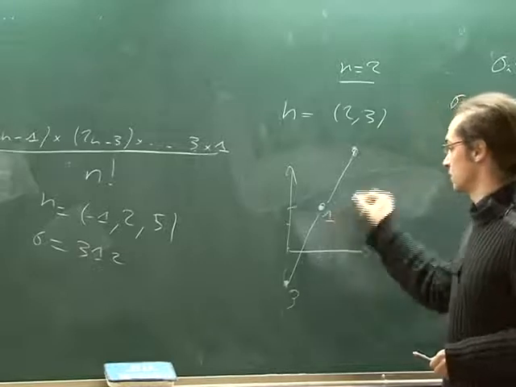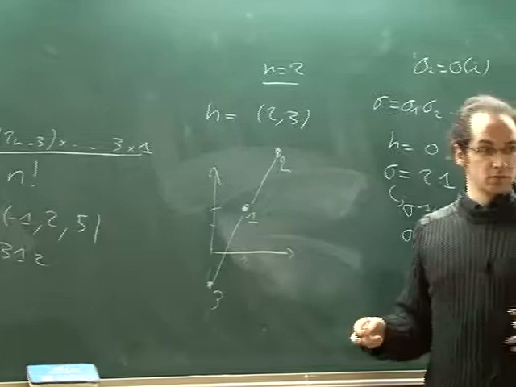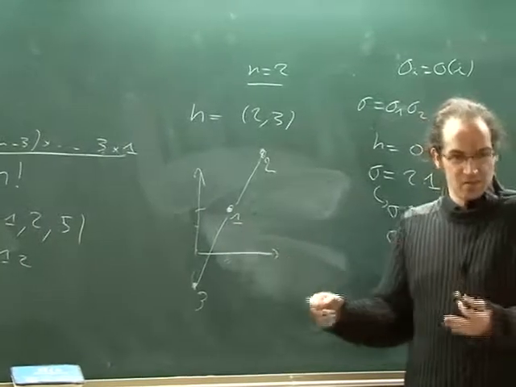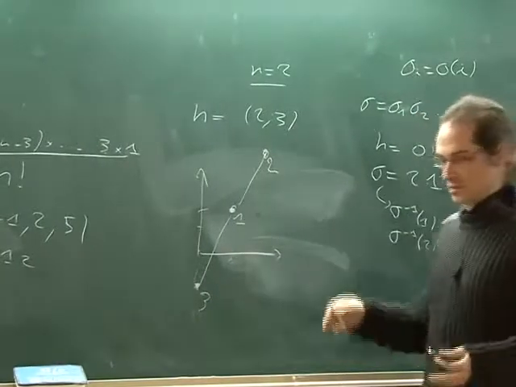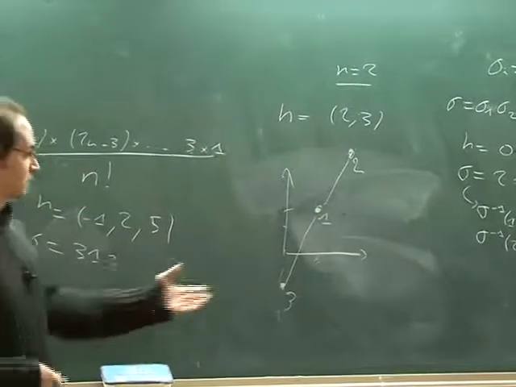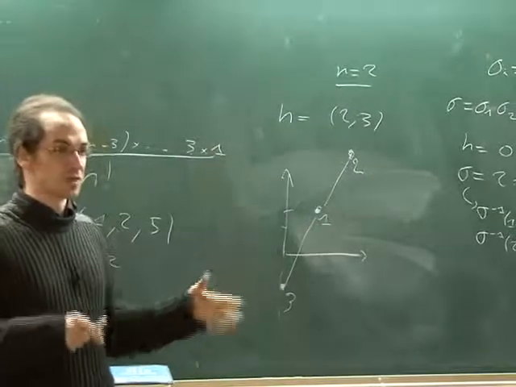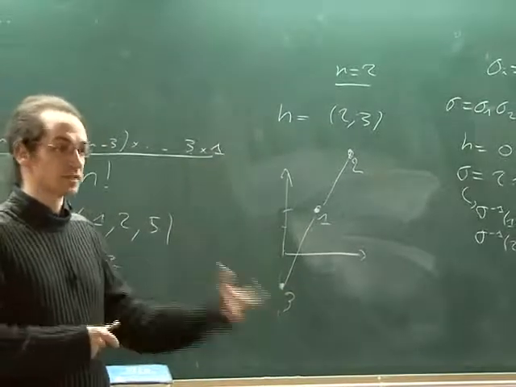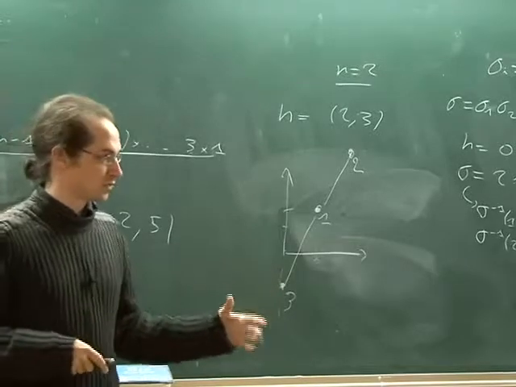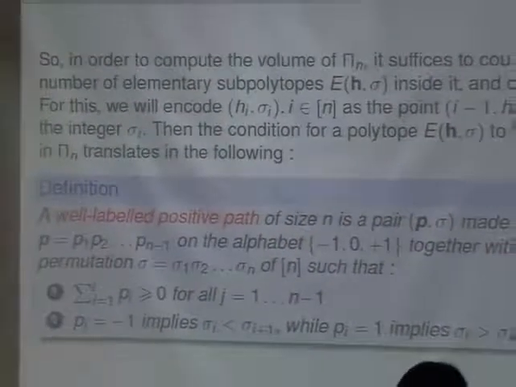So this works for any H and sigma. Now we want to see what kind of path. So I call this a path. Okay, it's standard combinatorial terminology. What are the paths that you obtain when you have a good H sigma, one that corresponds to a subpolytope that is included in the big polytope? Okay, so this is what you obtain, and it's really easy to see.